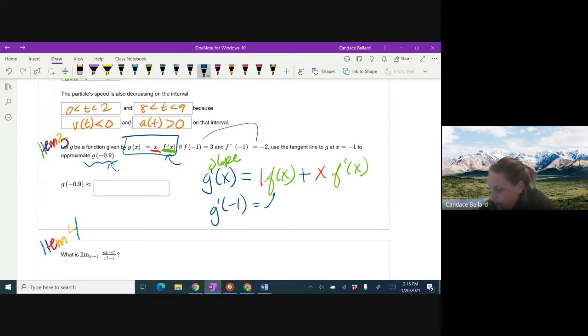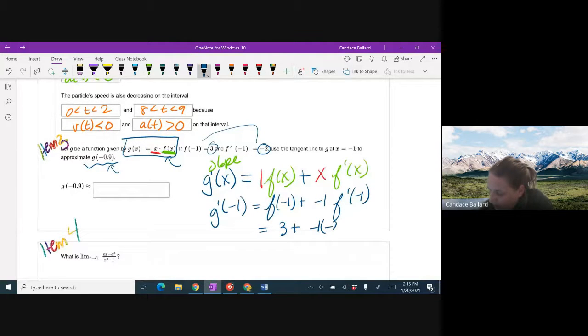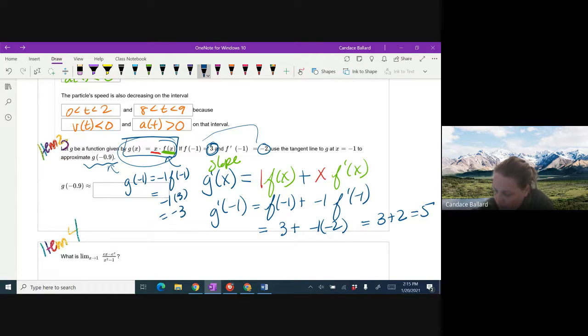So I get 1, which I don't need, f of negative 1 plus negative 1 times f prime of negative 1. So f of negative 1, they told me, is 3. f prime of negative 1 is going to be negative 2, equals 3 plus 2, which is 5. Okay? So my slope is 5, and then I need to plug into the original here to get my point. So g of negative 1 equals negative 1 times f of negative 1. f of negative 1 is 3, so I get negative 3. So I have the point negative 1, negative 3.